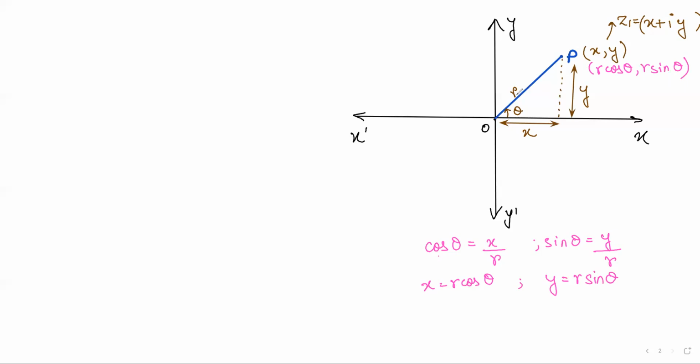Now, by observation, we can also see that this is a right angle triangle and r is the hypotenuse, which means the value of r will be square root of x square plus y square. So we have applied Pythagoras theorem over here to obtain the value of r. Since z1 is equal to x plus iy, we know that modulus of z1 will be equal to root of x square plus y square. From the figure, we know that root of x square plus y square is equal to r. So this value can be written as r.